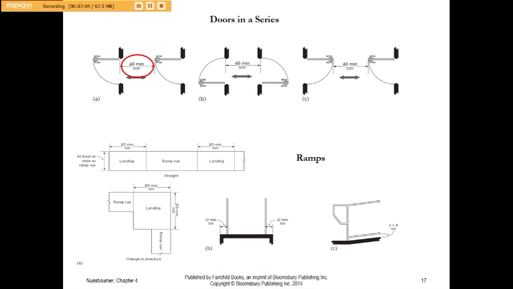If we have two doors in a series, someone in a wheelchair needs 48 inches of space between those two doors to let the door close behind them and then approach the next door.